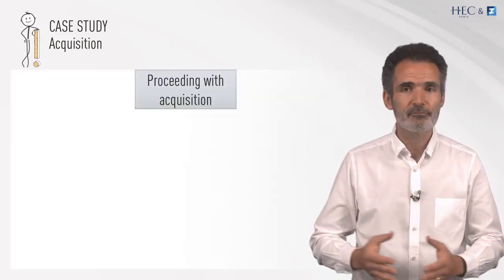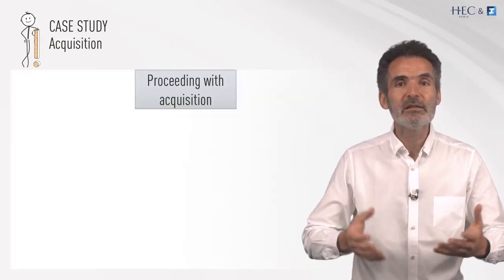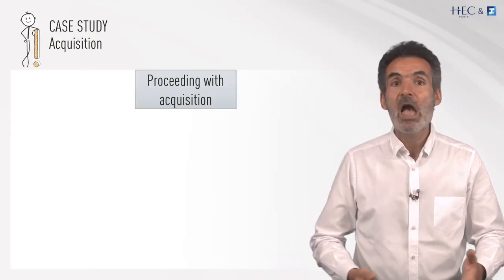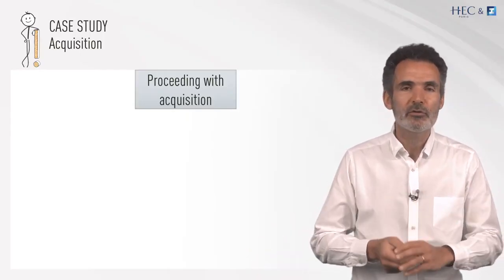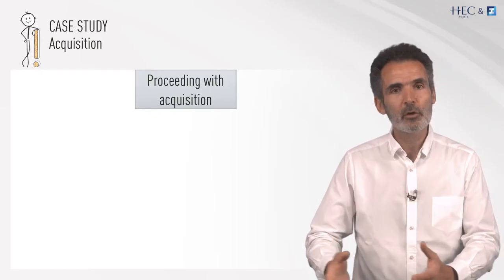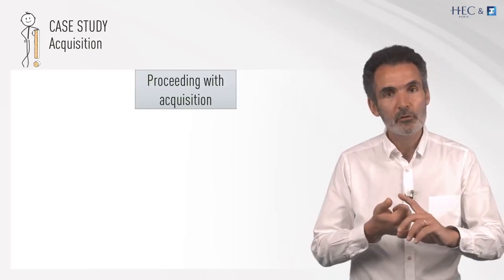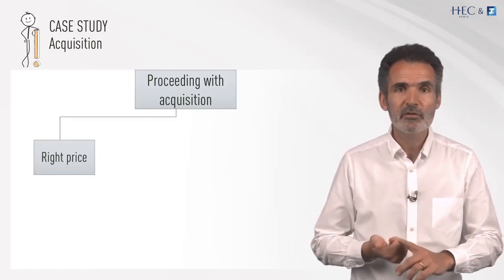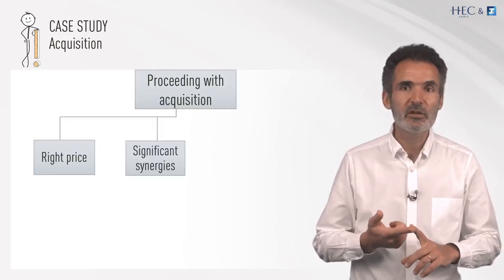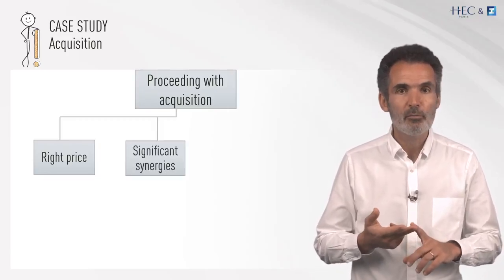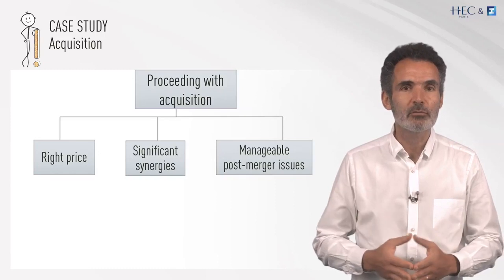Are you done? Good. In this example, your leading hypothesis is that you should proceed with the acquisition. What would it take for that leading hypothesis to be true? At least 3 conditions are necessary. These will be your sub-hypotheses. First, the price must be right. Second, synergies must be significant. Third, post-merger issues must be manageable.